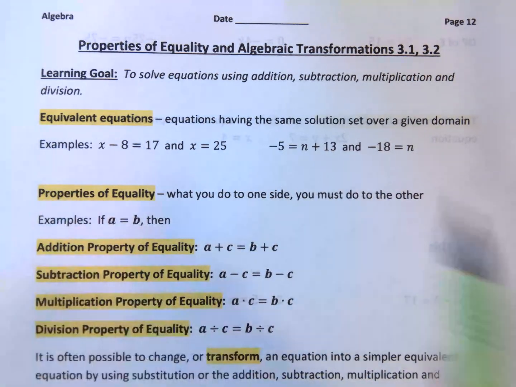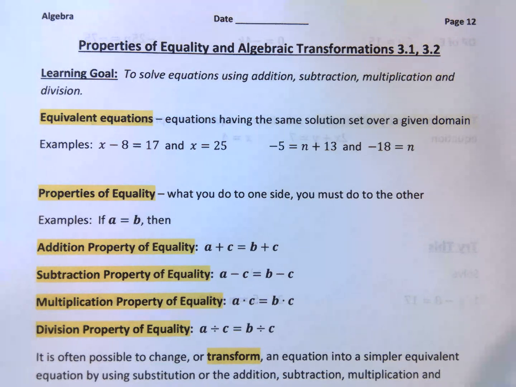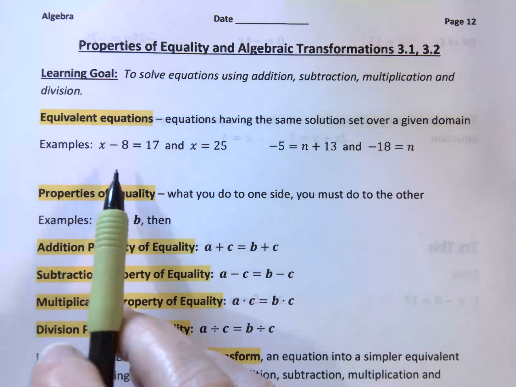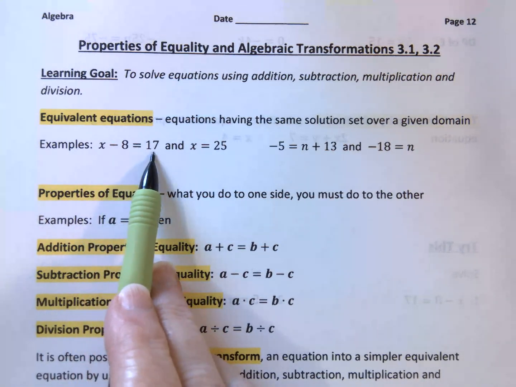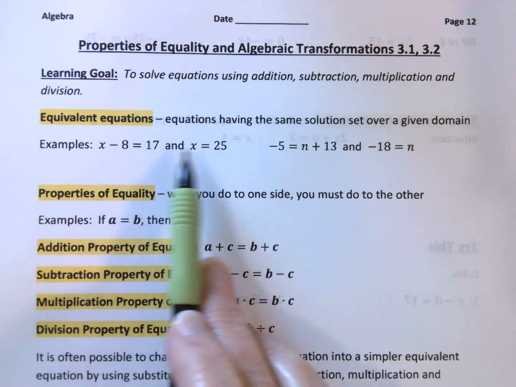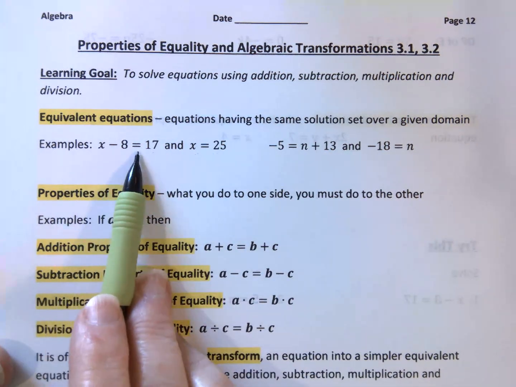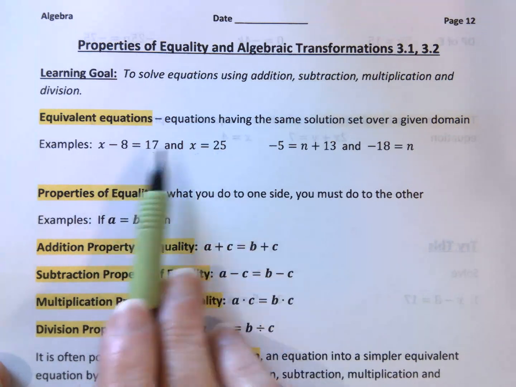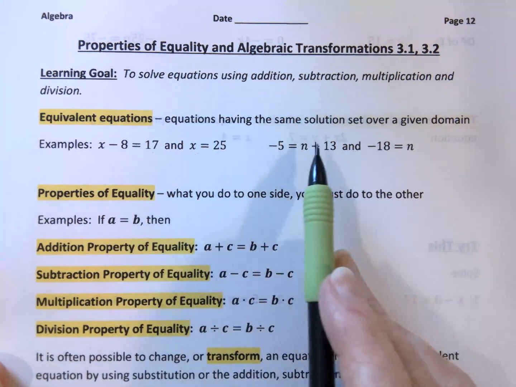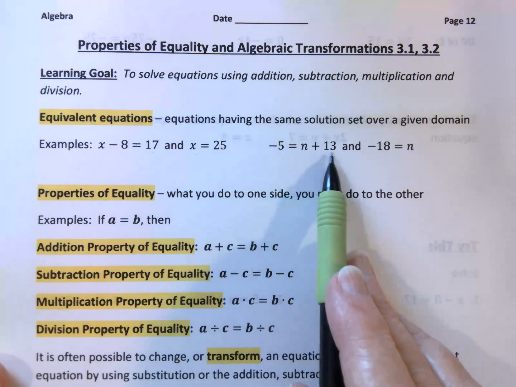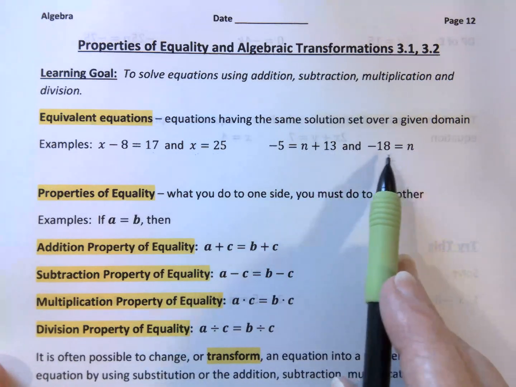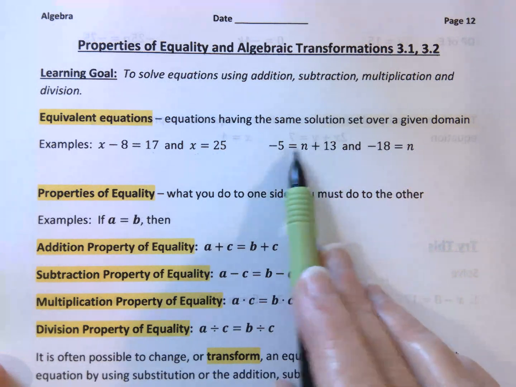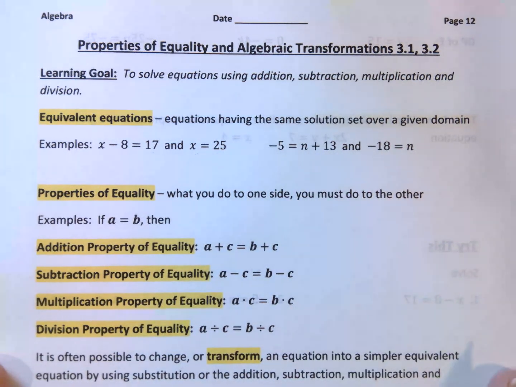So the first one is equivalent equations, and they're just what they sound like. They're equations that have the same solution set over a given domain. So here's some examples. x minus 8 is equal to 17, and x equals 25 are equivalent equations. If you were to solve this equation for x, you would get x equals 25. So it's the same thing, it's just in a simpler form. Same with this one, we have negative 5 is equal to n plus 13, and negative 18 equals n. This equation is just this one basically solved or simplified. Okay, so that's what equivalent equations are.